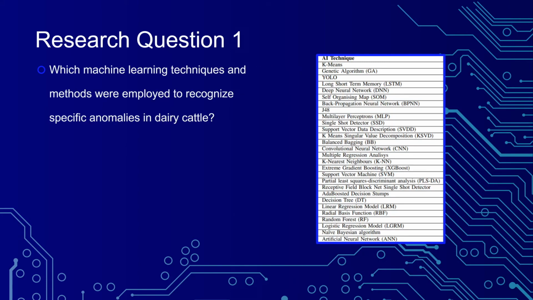Okay, the AI techniques used to recognize specific anomalies were k-means, genetic algorithms, YOLO, long short-term memory. So we have here some techniques whose mean over all those articles that have them implemented is over 80% accuracy. Okay, any of those can solve your problem for a specific anomaly, and we will show those relations of which technique we use for each anomaly at the end of this presentation.